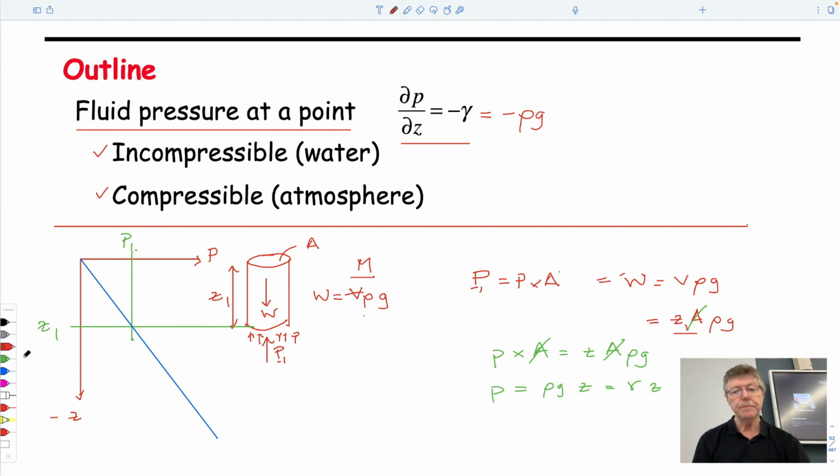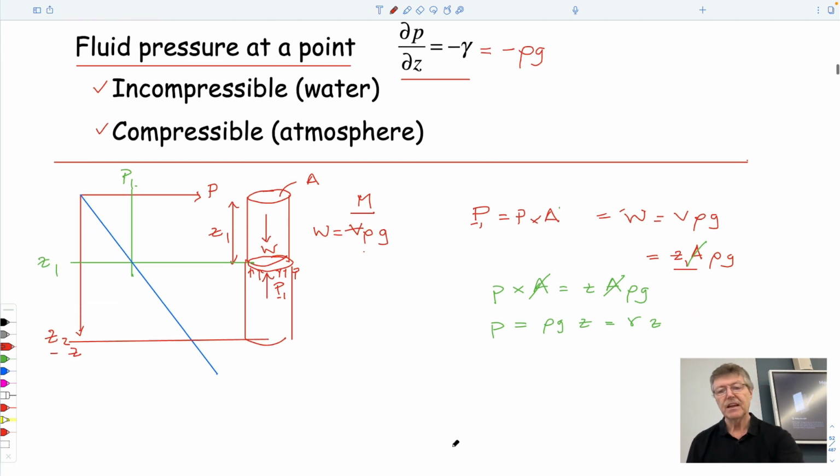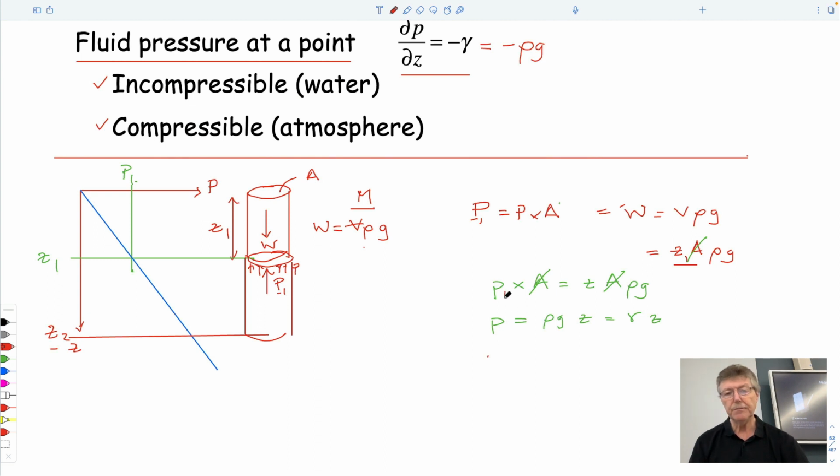So what we could also do now is take another bucket and put it on top of that bucket, and go through the same process to get Z2. I guess you'd find this is P1 perhaps. We'd find that P2 is equal to P1, because the force pressure acting up here has to be acting down as well by equilibrium, plus rho G Z2. And this is Z2.